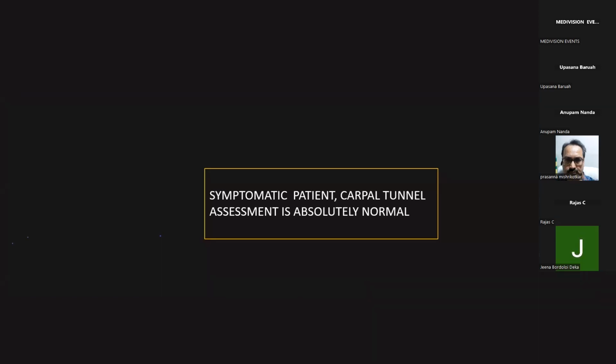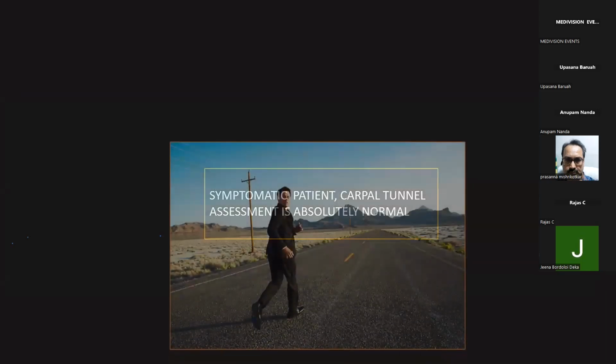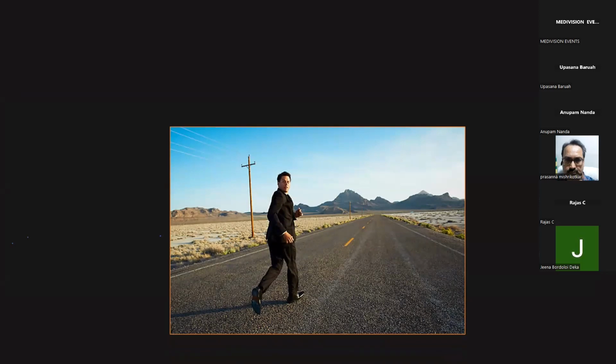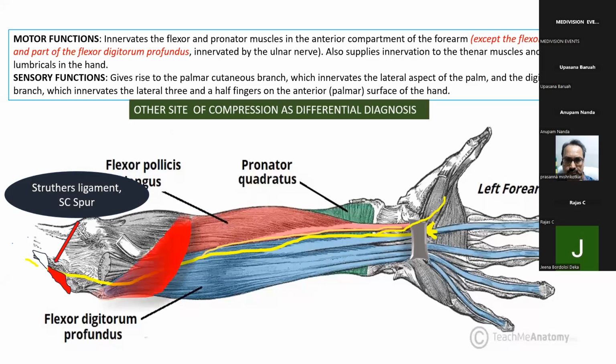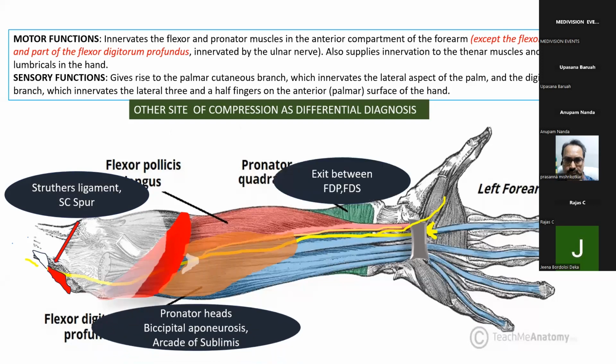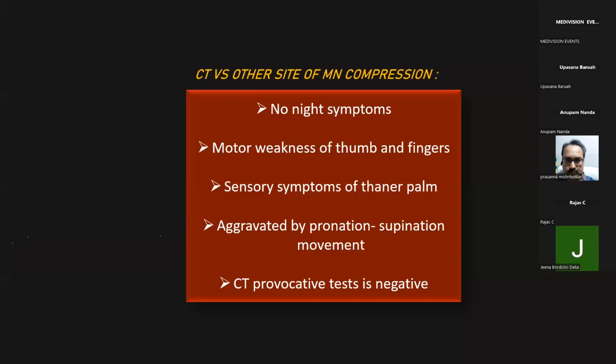Suppose the patient is symptomatic for median nerve entrapment but the carpal tunnel assessment is absolutely normal. What will you do? Just stop and look back. Don't forget the median nerve has traversed a long course to come to the gateway of the hand, so there must be something left behind. It can get entrapped above, at the level of the ligament of Struthers, or between the two heads of the pronator teres, in the bicipital aponeurosis, at the level of the sublimis, or at its exit from between the flexor digitorum profundus and superficialis.